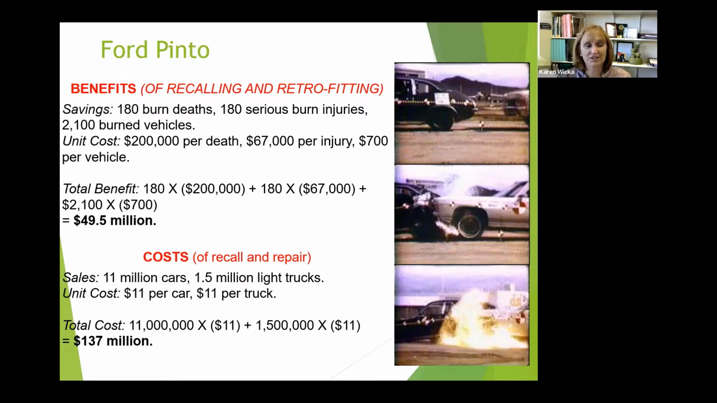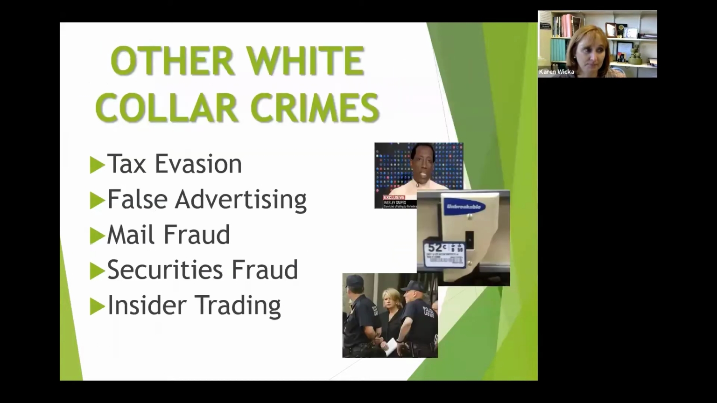So the corporation said, well, we're just going to pay for people dying and allow this to happen. And you can't do that. You can't allow your products to cause death, even if it costs less money. So that is a form of white collar or corporate crime.